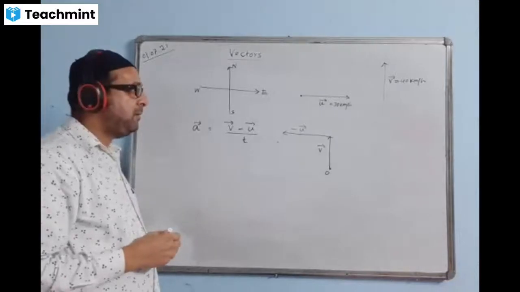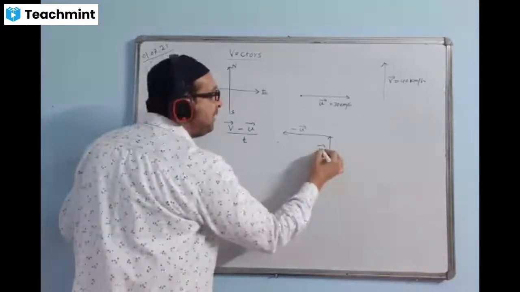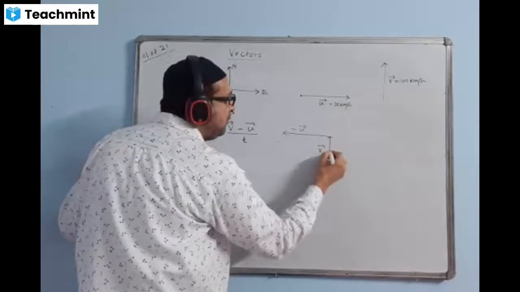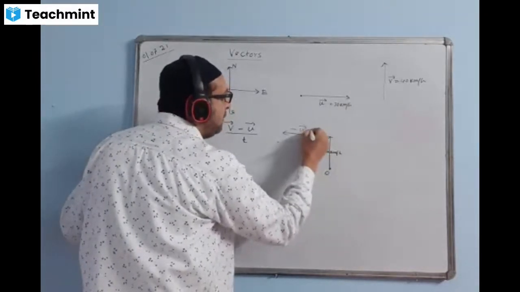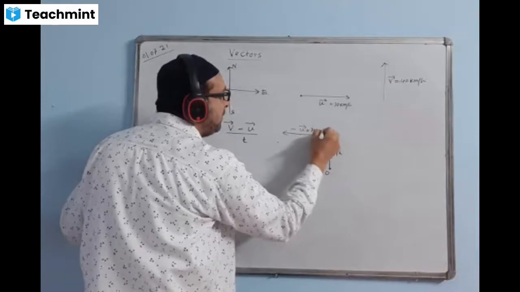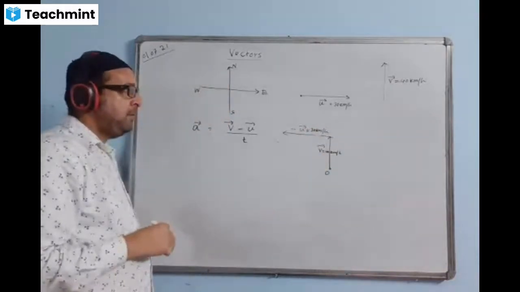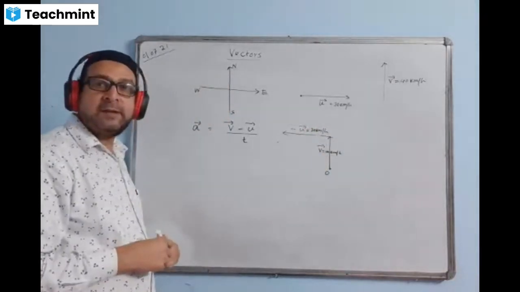Because there is a minus sign. Value of V is how much here? 40. Right here V value is 40 km per hour. U value is 30, right? 30 km per hour. Magnitude value will keep the same.